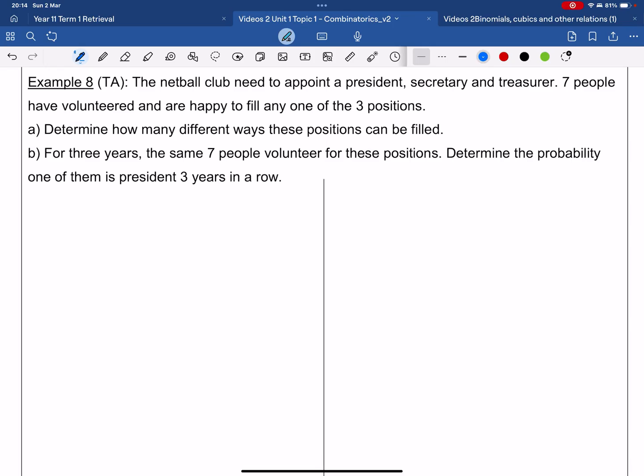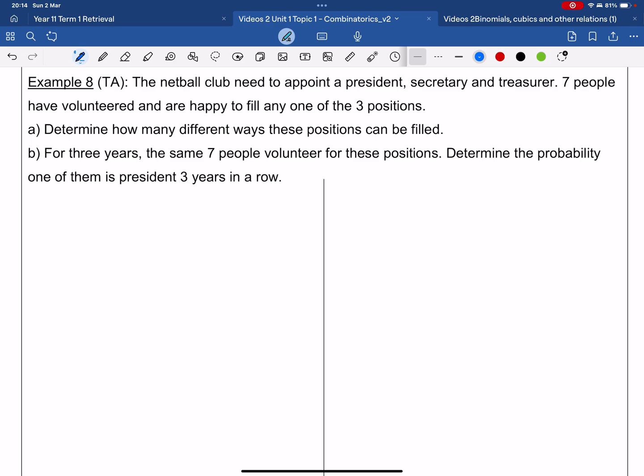Right, the netball club need to appoint a president, a secretary, and a treasurer. 7 people have volunteered and are happy to fill any one of the 3 positions. Determine how many different ways these positions can be filled. Now, because those are specific positions in a club, order is going to matter. It's going to matter who the president is, who the secretary is, and who the treasurer is.